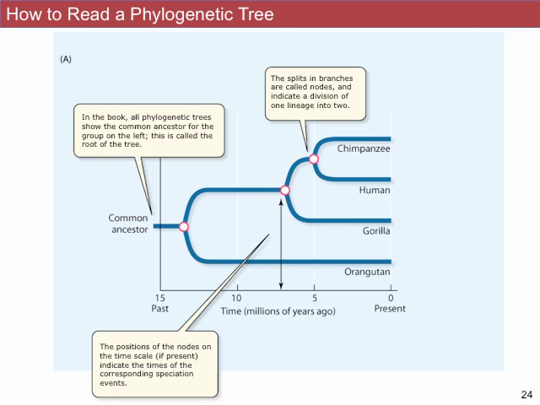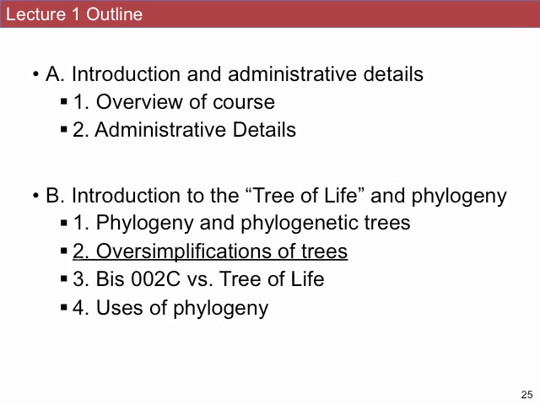Yeah? Will there be times where nodes will have more than two species splitting off from them? Yeah, so the question is, will there be times when nodes have more than two lineages branching off of them? There are. They're called polytomies, and we will talk about them next week. They're mostly used for testing purposes, or in cases where we just don't know what the order of branching is among organisms.